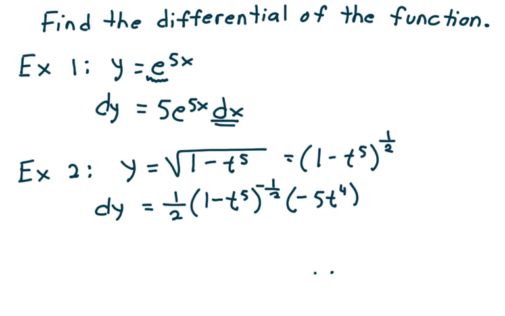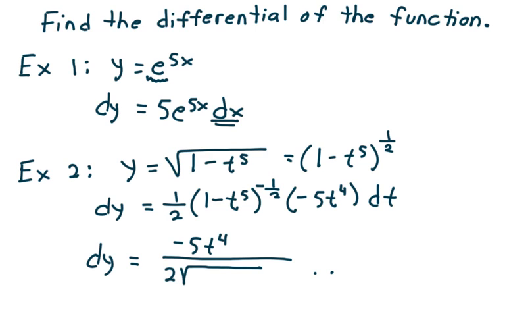And by the way, we have to put a dt on the end of that because we're computing a differential. So dy, with no negative exponents, is negative 5t to the 4th divided by 2 square root of 1 minus t to the 5th, and this is dt. So that would be the differential. Let's take a look at example 3.